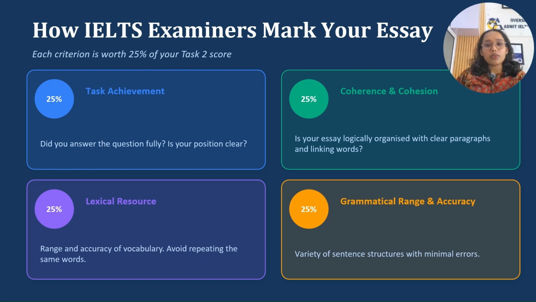So let me ask you something. How many hours have you spent studying grammar? Probably a lot. But grammar is only one quarter of your score. If your ideas are weak, if your structure is confusing, or if you don't answer the question properly, perfect grammar just won't save you. That's why smart students focus on all four areas equally. So think like an examiner, not like the student.